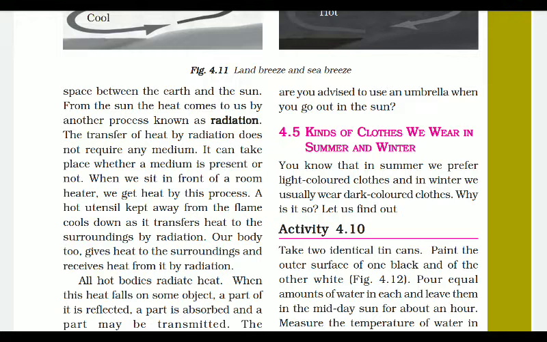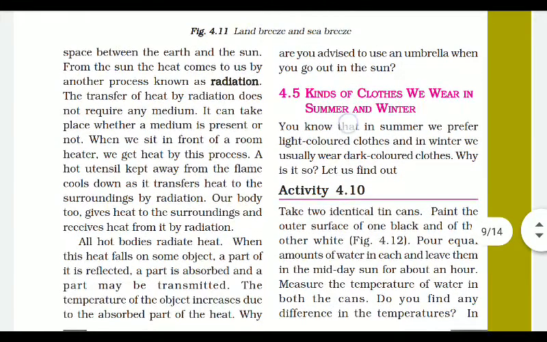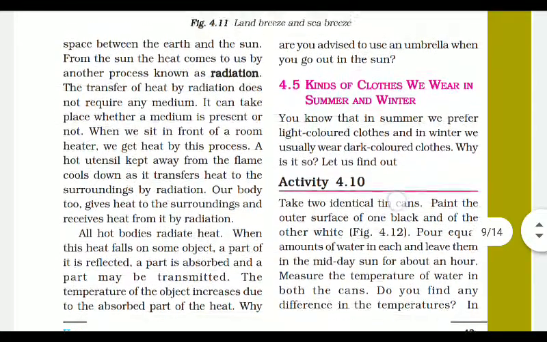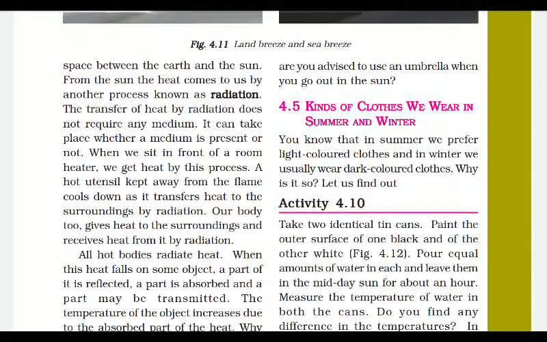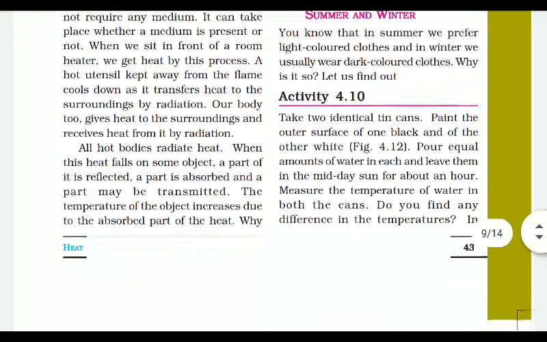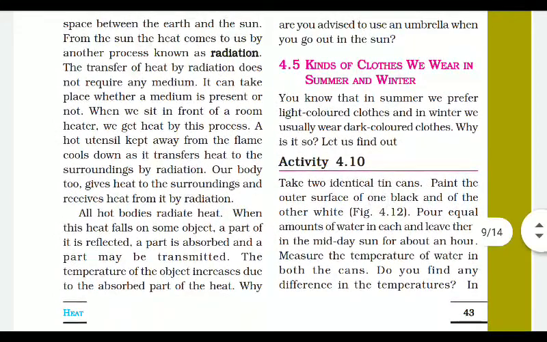Now, when this heat falls on some object, a part of it is reflected, a part of it is absorbed, and a part may be transmitted. The temperature of the object increases due to the absorbed part of the heat. Why are you advised to use an umbrella when you go out in the sun? So you can save yourself from the radiation.